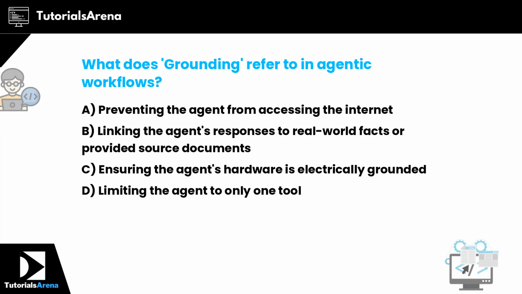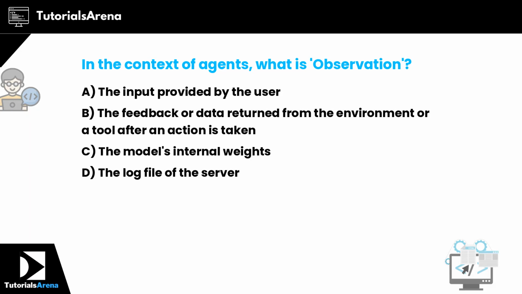What does grounding refer to in agentic workflows? The correct answer is option B, linking the agent's responses to real-world facts or provided source documents. In the context of agents, what is observation? The correct answer is option B. The feedback or data returned from the environment or a tool after an action is taken.